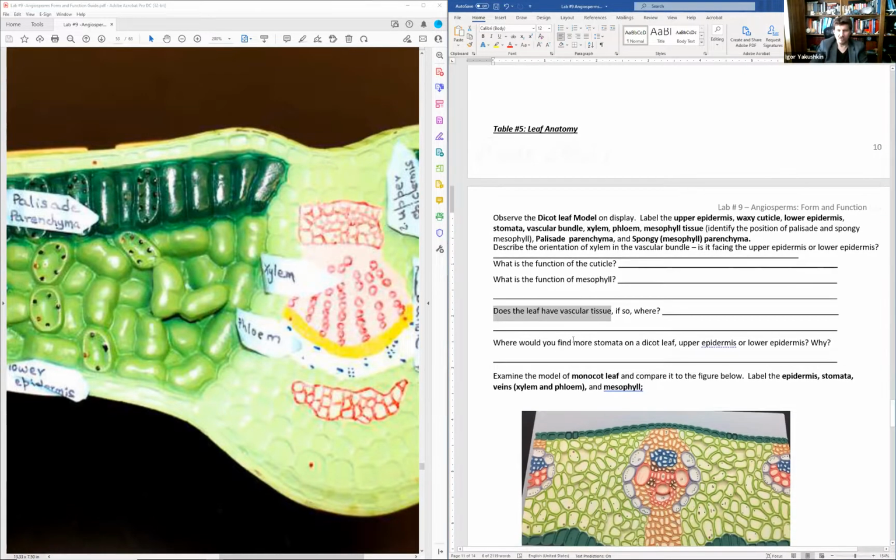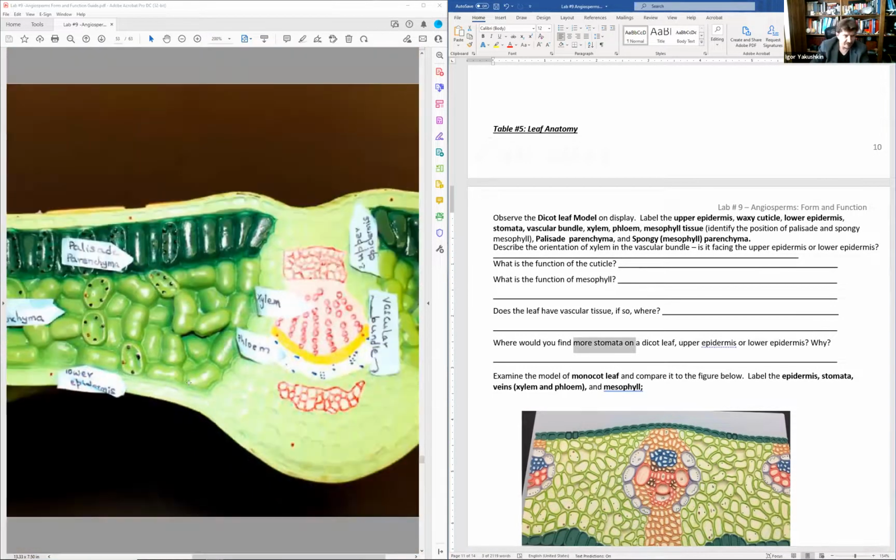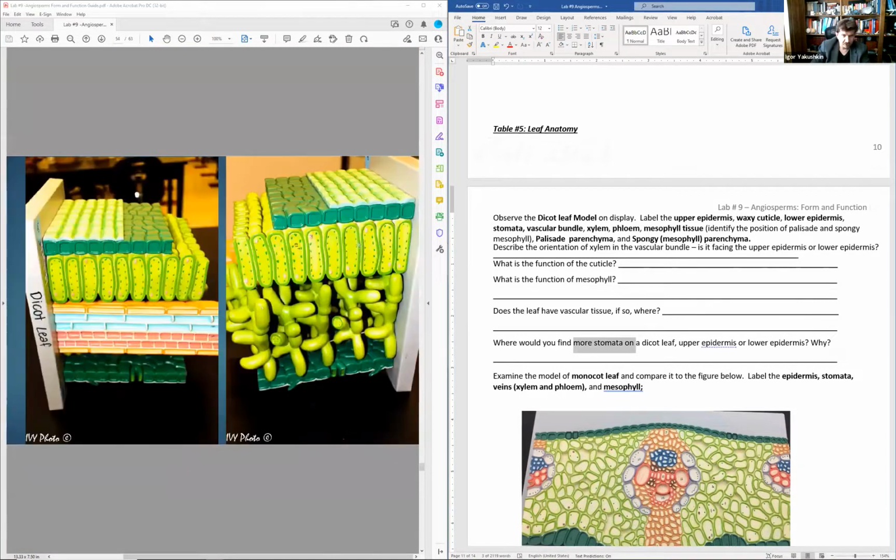Where would you find most stomata? Stomata are the openings, and in this particular case, let me show you. So here we're looking at a different model. The very first layer is the cuticle. Then we have the upper epidermis, lower epidermis, palisade parenchyma, spongy parenchyma, and two cells which can open and close because of the water pumping in and out. That's the stomata. For the dicot leaves, most of the stomata will be on the lower epidermis.